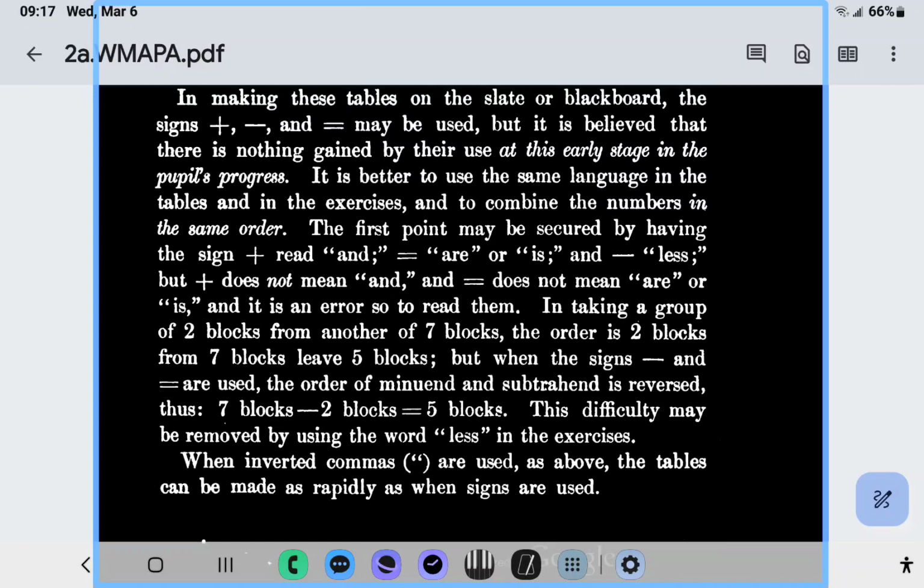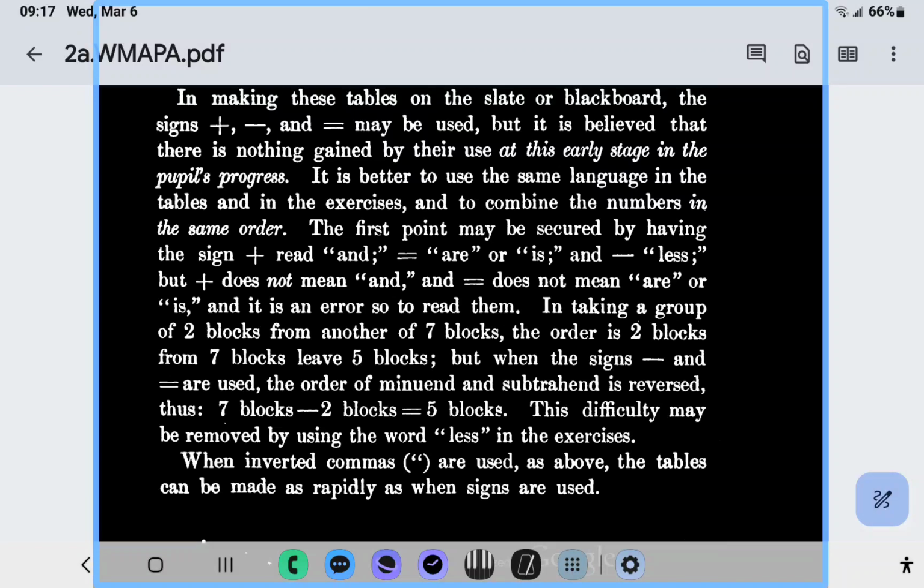In making these tables on the slate or blackboard, the signs plus and minus may be used, but it is believed that there is nothing gained by their use at this early stage in the pupil's progress. It is better to use the same language in the tables and in the exercises, and to combine the numbers in the same order. The first point may be secured by having the sign read and, are or is and less, but plus does not mean and, minus does not mean are or is, and it is an error so to read them.